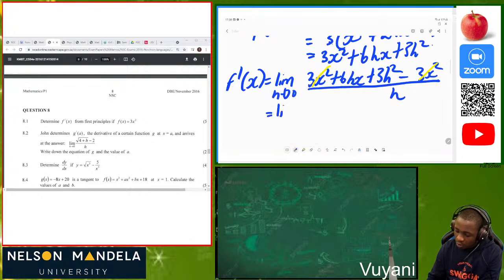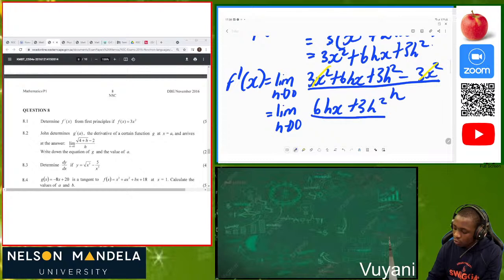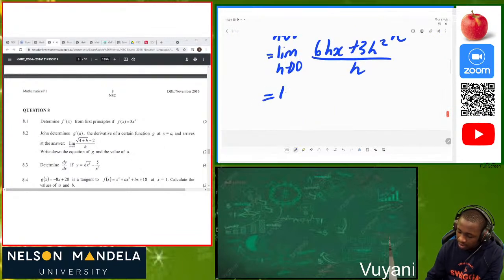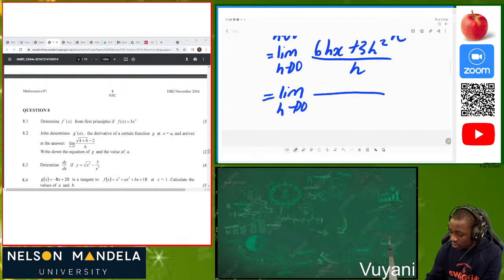Don't forget to continue with the limit. You remove the limit only when you are already substituting with 0. Now, moving forward, we have the limit as h approaches 0. What is our common factor on the top? On the top, our common factor is h, and you have 6x plus 3h. We divide everything by h.